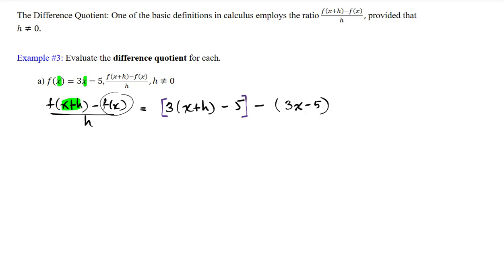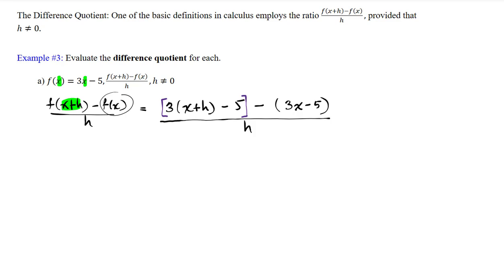Now make sure we subtract in parentheses so that we know that our next step is to distribute that negative sign through. Without the parentheses, we would only subtract the first term of the function, which is incorrect. So be careful with this part. And then we divide all this by h.